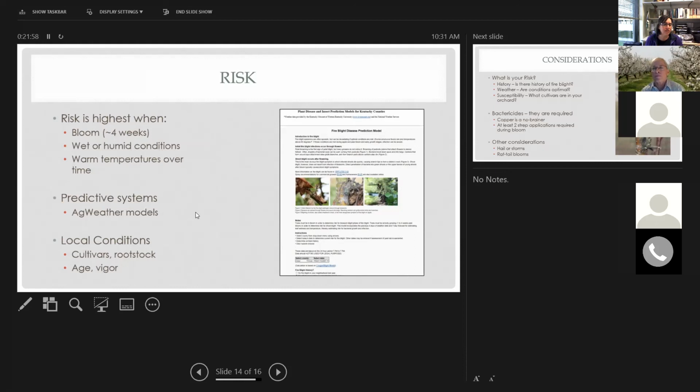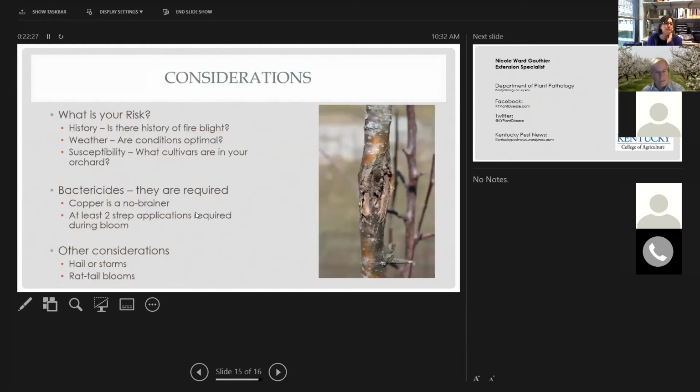All right, and then think about your local conditions. Which cultivars do you have in your orchard? Which ones are most susceptible to fire blight? Which ones have tolerance for fire blight? What about your rootstock? So we have susceptibility and tolerance, and susceptibility and resistance in rootstocks. Think about the age of your tree, the vigor of the trees, and the vigor of the orchard. How quickly is it growing? Again, new succulent tissue is more susceptible to fire blight than mature tissue.